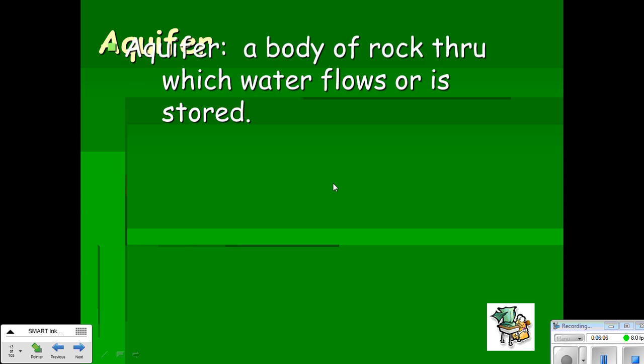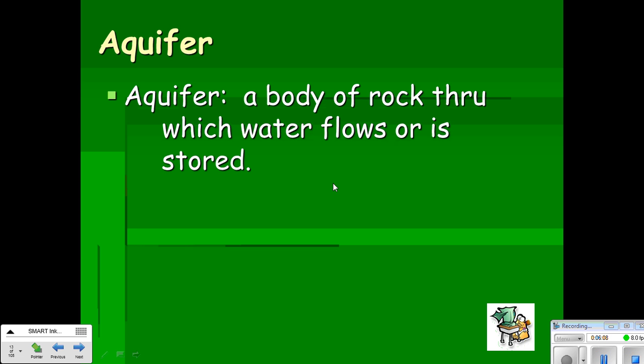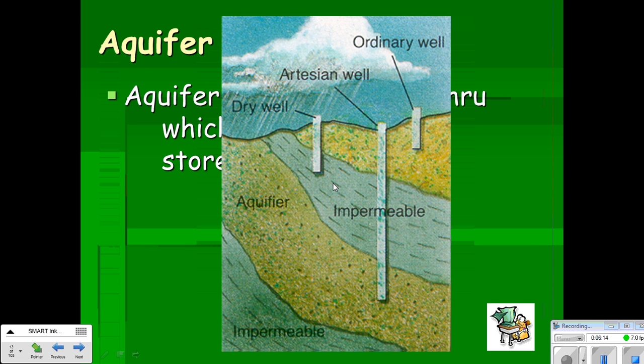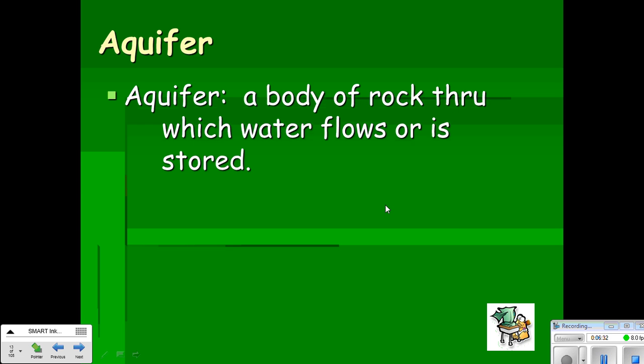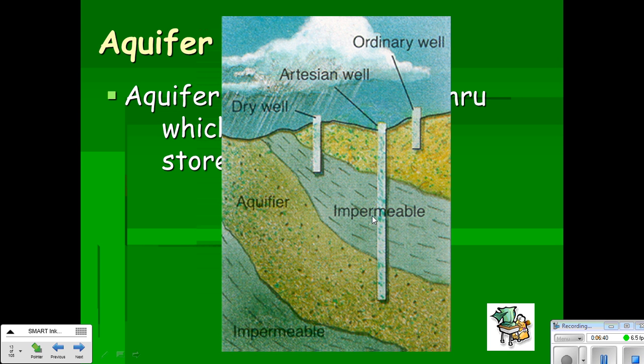An aquifer. An aquifer is a body of rock through which water flows or is stored. And here's a picture. We've got, here's a well, here's a dry well because it's in an impermeable layer where no water is going to be. The artesian well is down into the aquifer, and the aquifer is stuck between these two impermeable layers. So it's a body of rock through which water flows, or in this case is stored, because they have that well that's drilled all the way down into the aquifer.